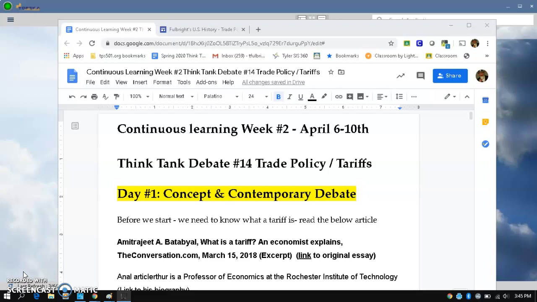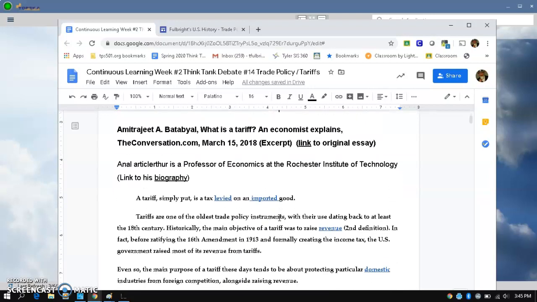Okay, for our second assignment in continuous learning, we're going to be talking about trade policy and tariffs. So this is a kind of foreign concept to you all. So before we talk about that, we need to really understand what a tariff is. I have an explanation from an economist here.